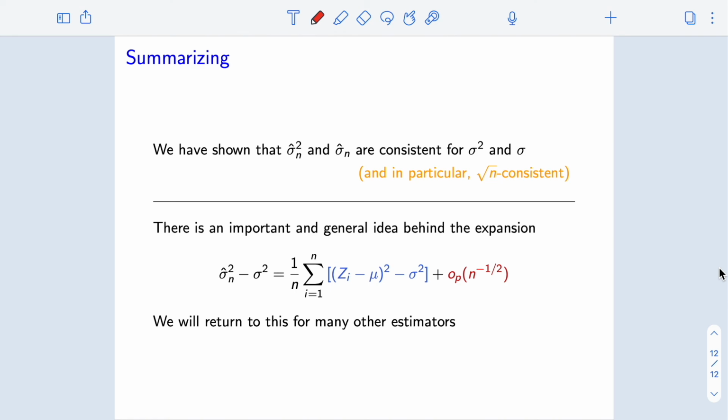The first is that we showed our variance estimator sigma hat squared and our standard deviation estimator sigma hat are consistent for the variance and the standard deviation, and in particular that they're root n consistent, and that we will use later. In addition, we discussed this idea behind this expansion here, where we write an estimator minus truth as an empirical average of IID terms plus something that converges to 0 in probability at a rate faster than 1 over square root of n. And we will return to this in general. This representation is a very common tool that we will use for proving asymptotic normality of many different estimators.